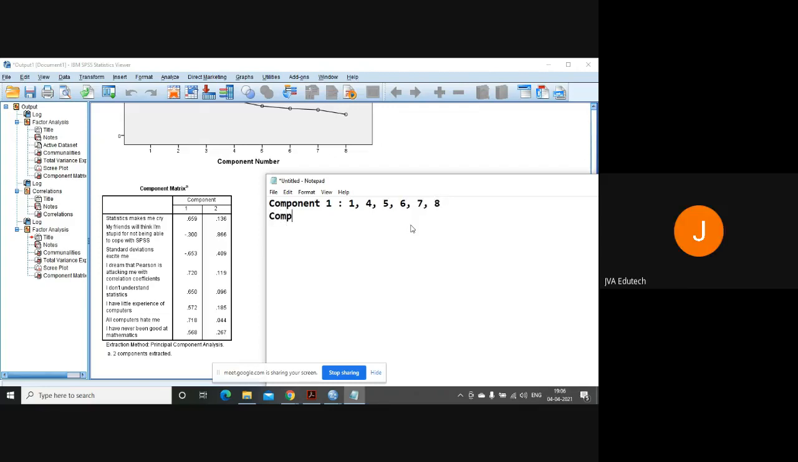And in component 2, the second one, right? Yes, sir. 1 item only. Only one item, nothing else, right?